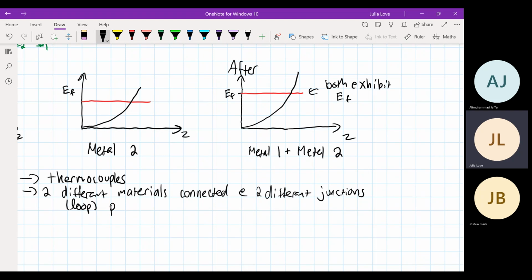And then they're also placed in a temperature gradient. So one of these junctions will not have the same temperature as the other one. One will be a lot hotter. And this basically creates voltage.